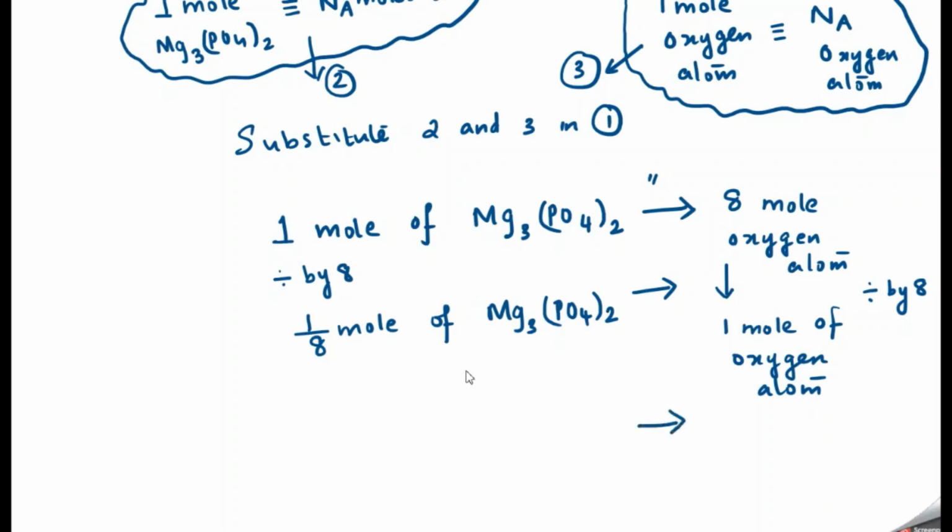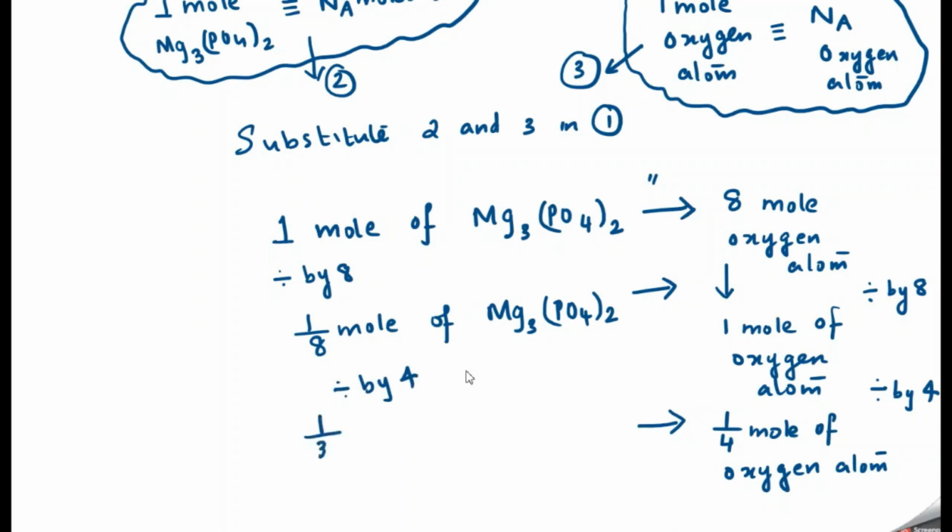But the question is 0.25 mole of oxygen atom. So how to convert 1 to 0.25? We know that 0.25 is 1 by 4. So what you need to do, divide by 4 on both sides. So this will become 1 by 4 mole of oxygen atom. So do the same thing here, divide by 4. So what will happen? 1 by 8 divided by 4 becomes 1 by 32 mole. I got the answer. 1 by 32 mole of magnesium phosphate, Mg3(PO4)2.